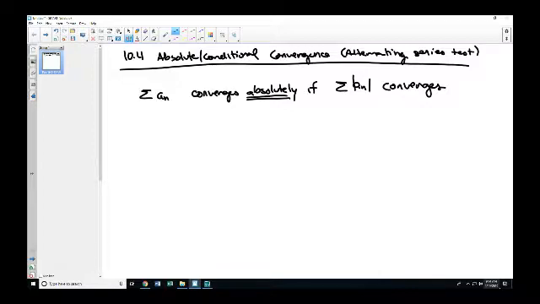So what about this? Negative 1 to the n over n squared. Right. So we take the absolute value. Okay, so this is an alternating series, right? You remember what an alternating series is? The signs go positive, negative, right?